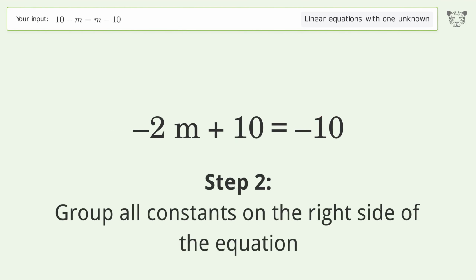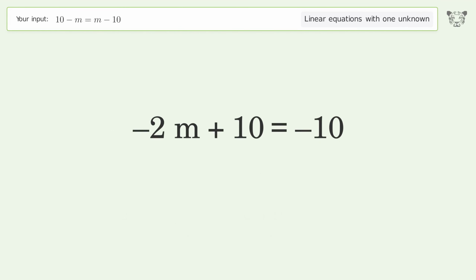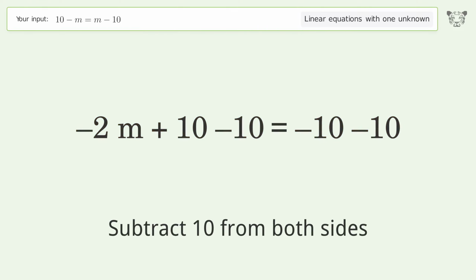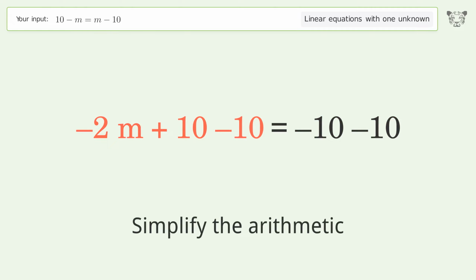Group all constants on the right side of the equation. Subtract 10 from both sides. Simplify the arithmetic.